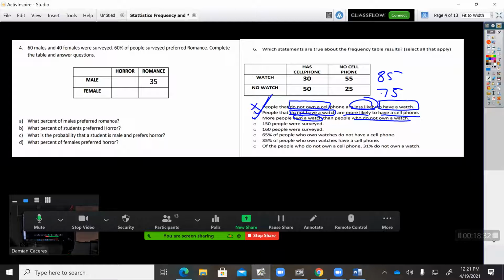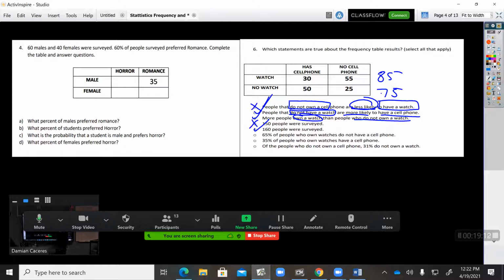Now, how do you think you're going to get a total by adding 85 and 75 together? This is considering everyone answered the survey. That's why you can add up any categories. It could have been cell, no cell. If you add them, it has to give you the same answer as watch, no watch, because everyone answered the survey. So now, 85 and 75 is 160. One says 150 people were surveyed. The next one says 160 were surveyed. Can they both be right? No. So you add them up, it gives you 160. You put an X on the first one, check on the second one, because 160 is the correct total.